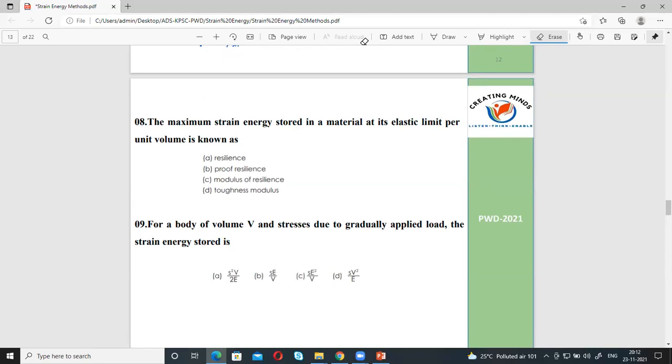What is the maximum strain energy stored in a material at its elastic limit per unit volume known as? What is the answer? Maximum strain energy, material elastic limit. What is this called? Not resilience. This is modulus of resilience. Don't confuse, because he has given that limit per unit volume, the entire thing.